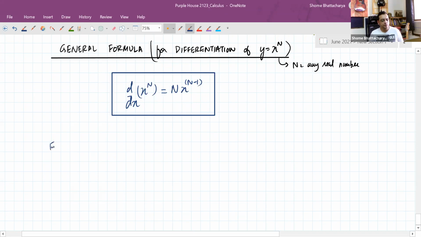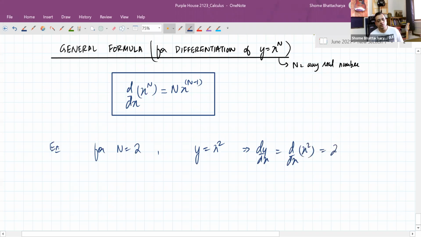So for example, for n equal to 2, we have the function y is equal to x square. So differentiation of this function, from this formula, comes out to be 2 into x to the power 2 minus 1, or 2x. So this tells us that differentiation of x square is equal to 2x.